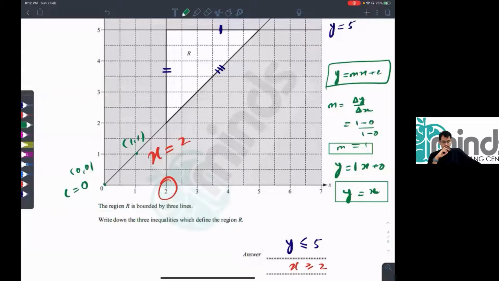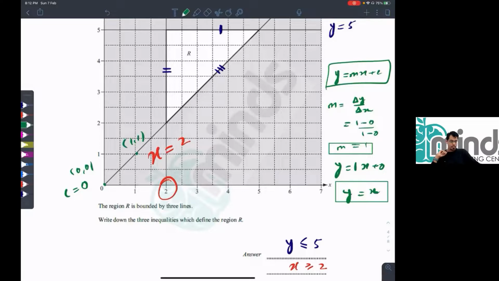I don't understand how you got the third inequality. Okay, see, the third line is neither horizontal nor vertical. When a line is horizontal, it is y equals something. When a line is vertical, it is x equals something. The third equation is neither, so we have only one method to form the equation, that is y equals mx plus c. For this equation, we will need the gradient and the y-intercept. What is the y-intercept of this line? 0, because the line is touching the y-axis at 0.